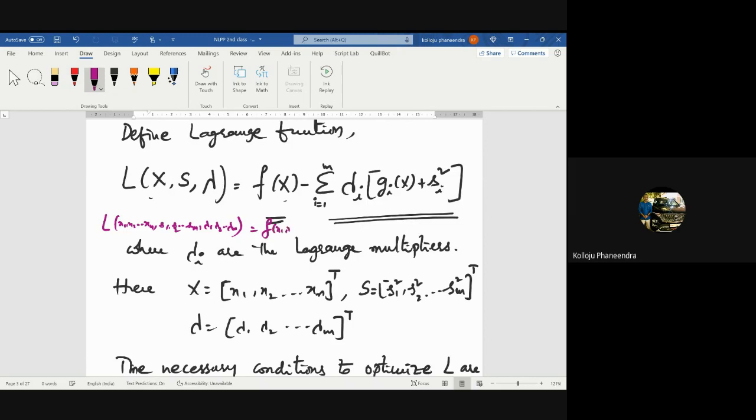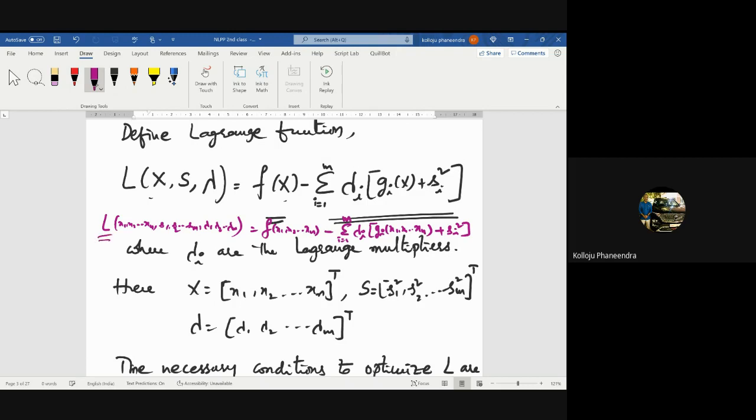F of x1, x2, ..., xn minus summation. This is as usual. There is no change here. And you can write g_i of x1, x2, ..., xn plus s_i squared, where i equals 1 to m.